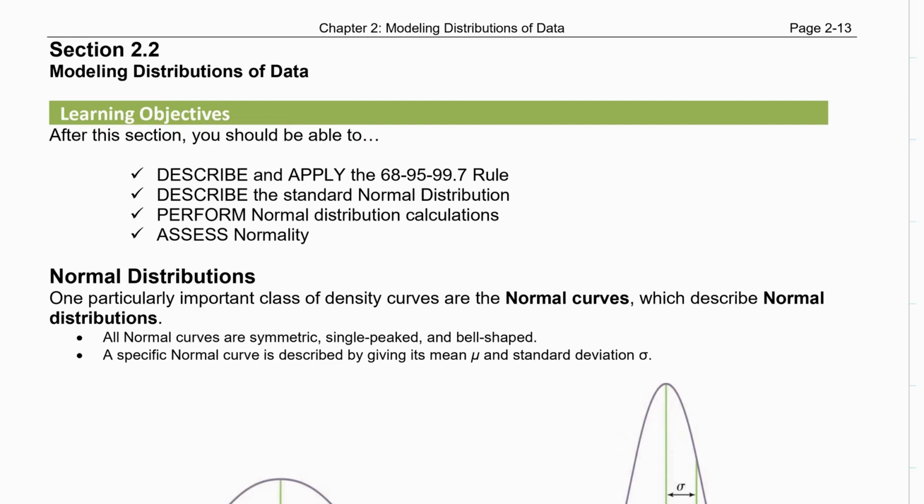This is the lecture for the first half of section 2.2, Modeling Distributions of Data. In this lecture, we're going to talk a lot about a very special set of distributions called normal distributions. These are distributions of quantitative variables that have a particular shape and follow some very particular rules.